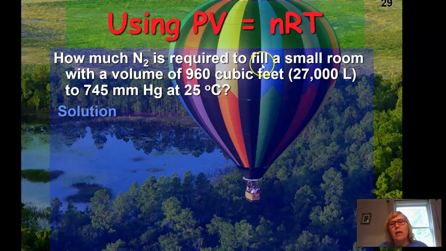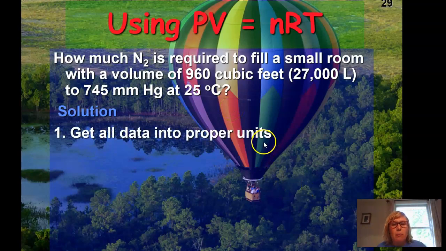So we're going to use the ideal gas law equation. If you look up here in red, I've got to isolate the n, which means I've got to get it by itself. That means I'm going to divide both sides by RT. So moles is equal to PV over RT.